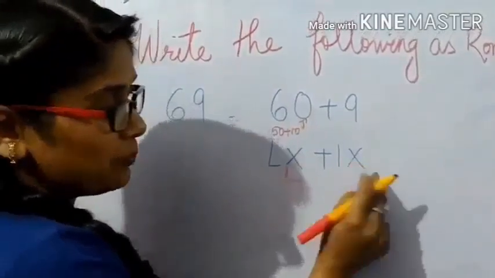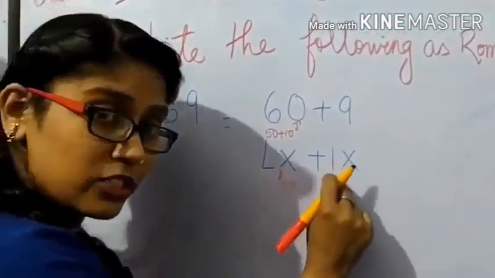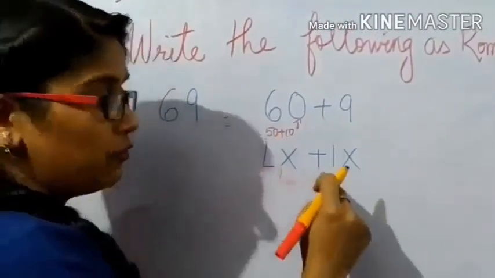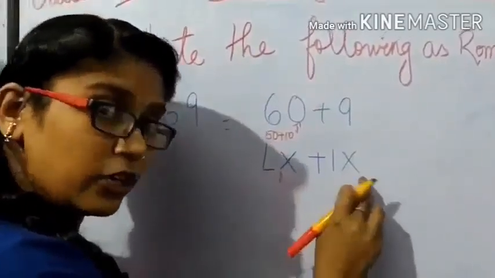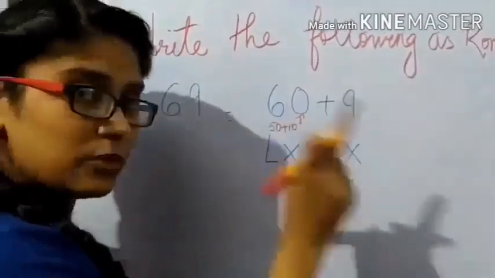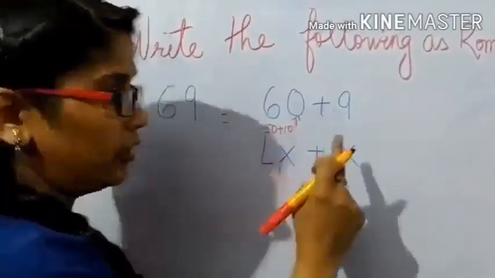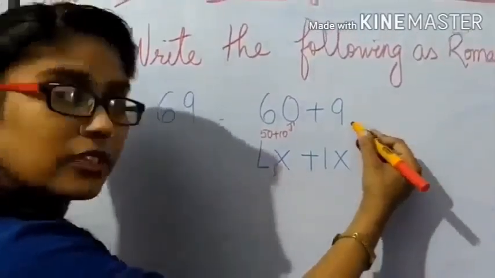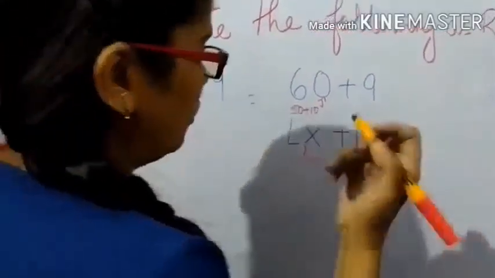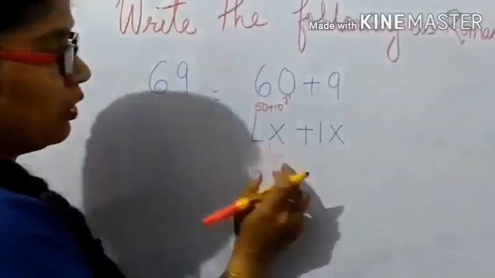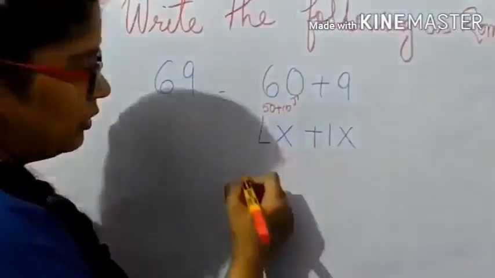So we will subtract this smaller value that is standing on the left side from the greater value that is standing on the right side. So X minus I is equal to 9. So that's why IX is 9. Understood?